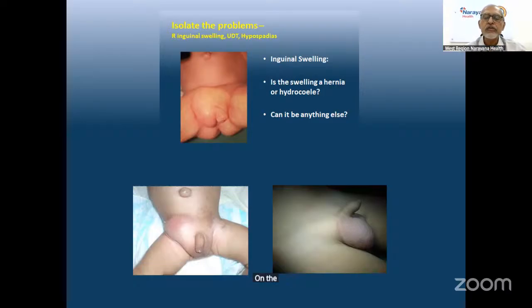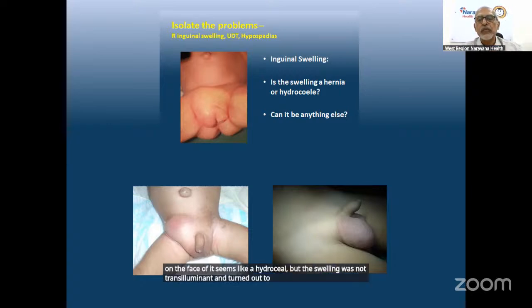On the right side, you see someone with a scrotal enlargement. On the face of it, it seems like a hydrocele, but this swelling was not transilluminant and turned out to be a testicular tumor. So doing a transillumination test or having an ultrasound report is extremely important before a scrotal swelling is termed a hydrocele.